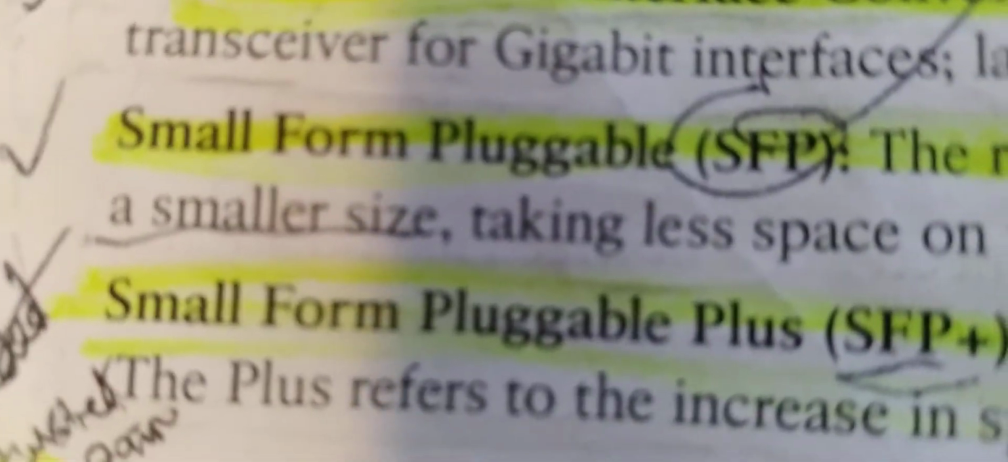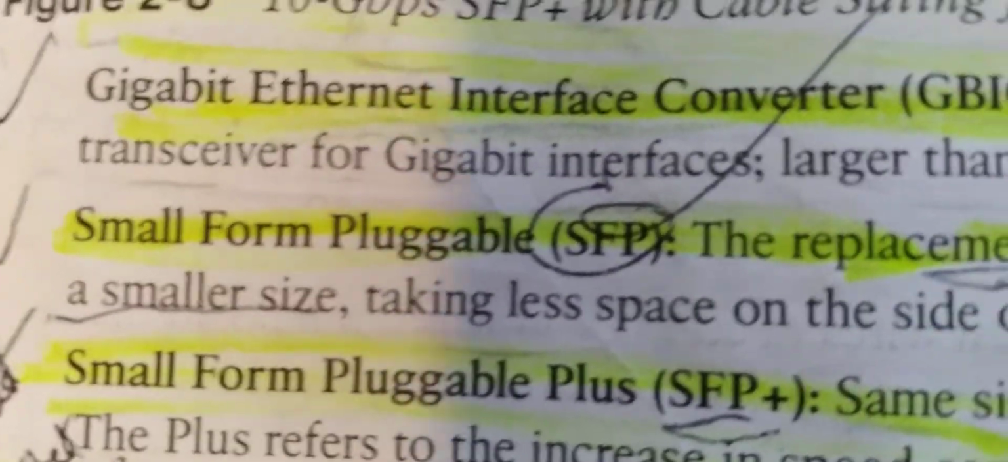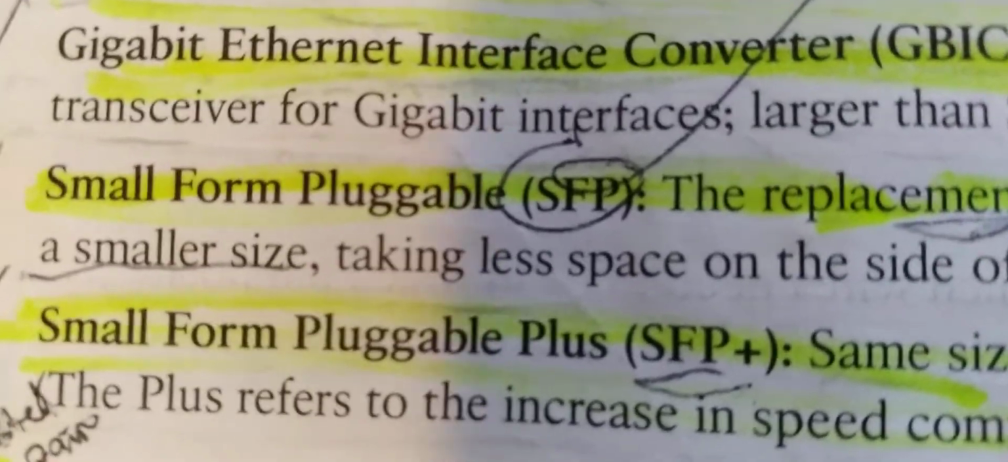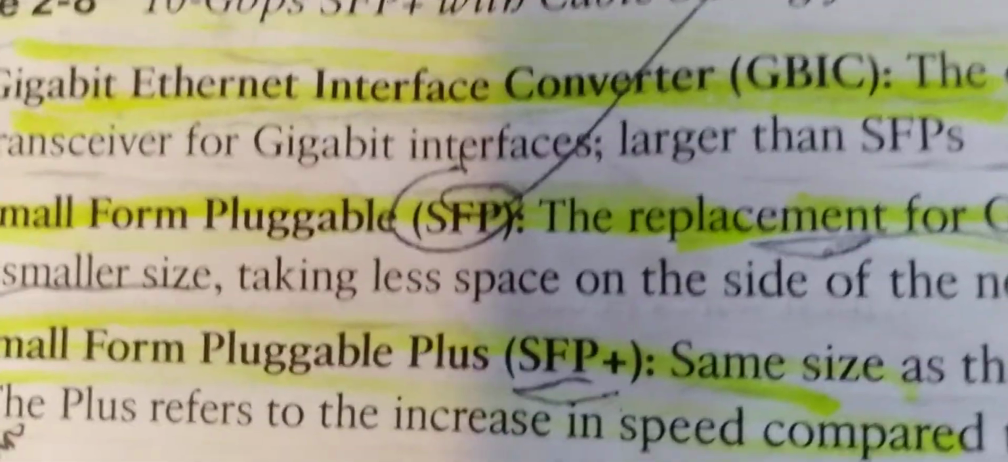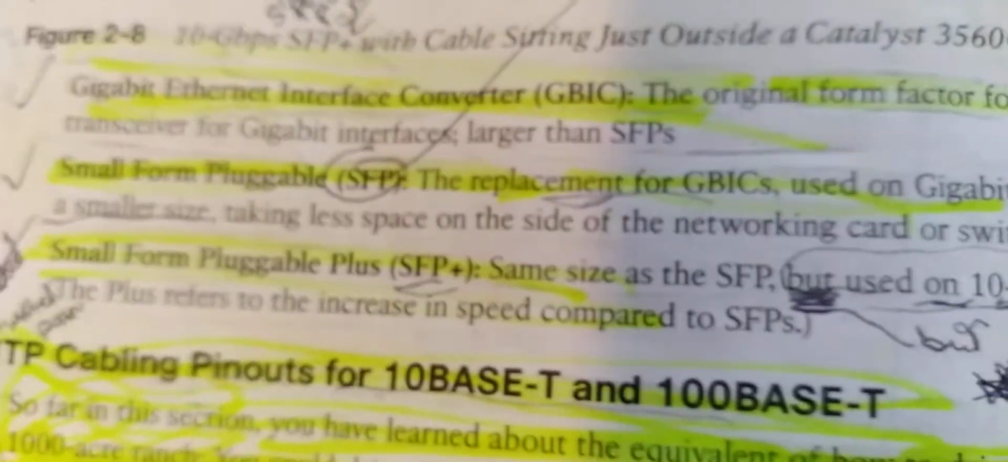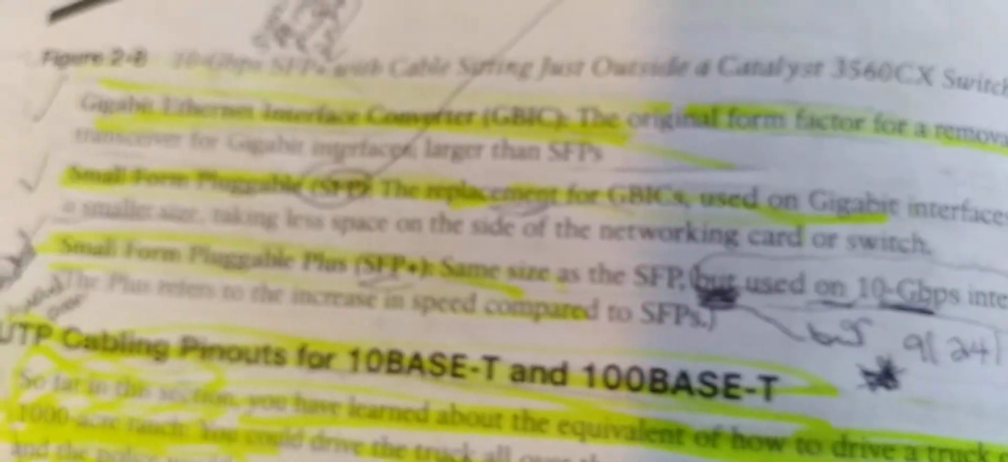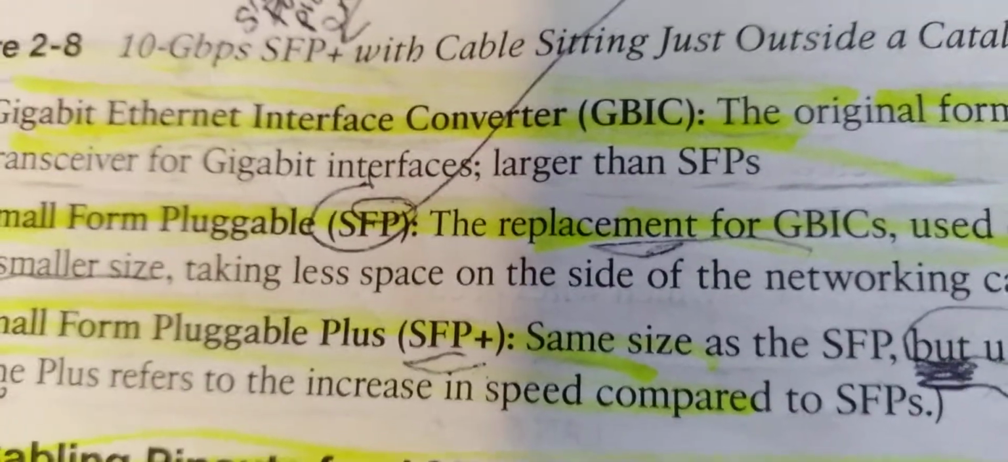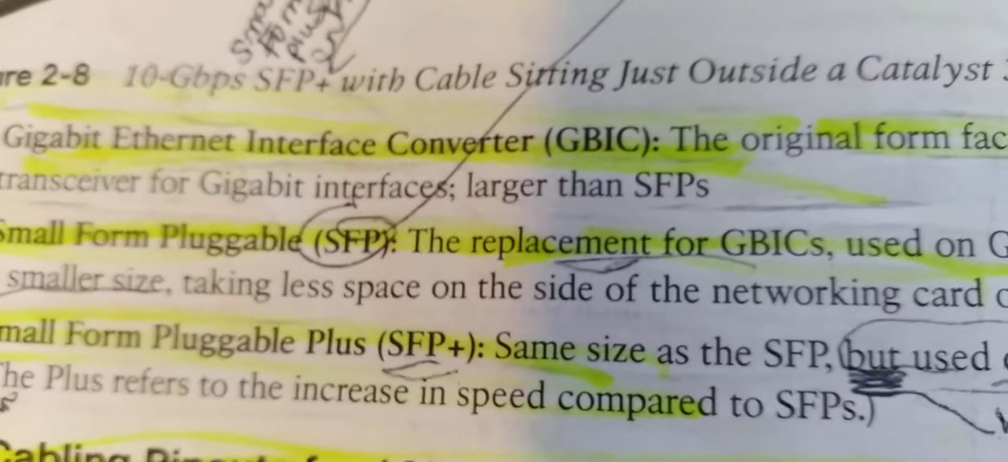And again, SFP and SFP plus is just basically stating that it has improved over the years, same size as the SFP, but is useful on 10 gigabits per second interfaces. And the plus refers to the increase in speed compared to SFPs.